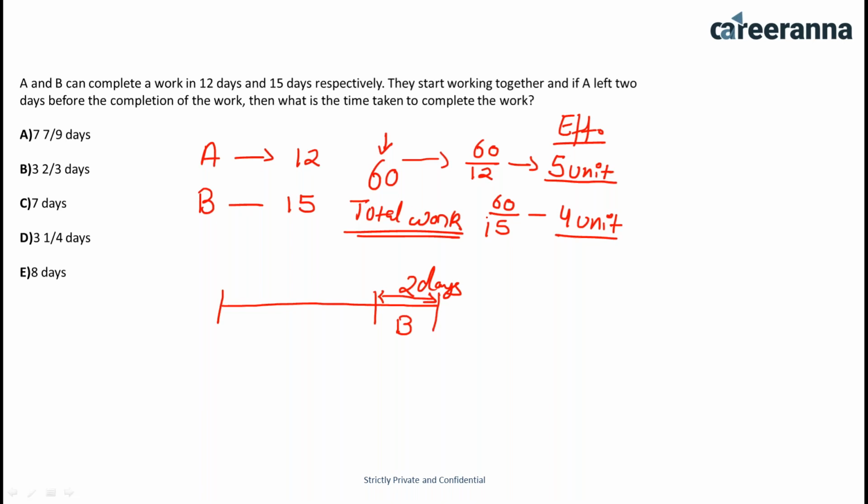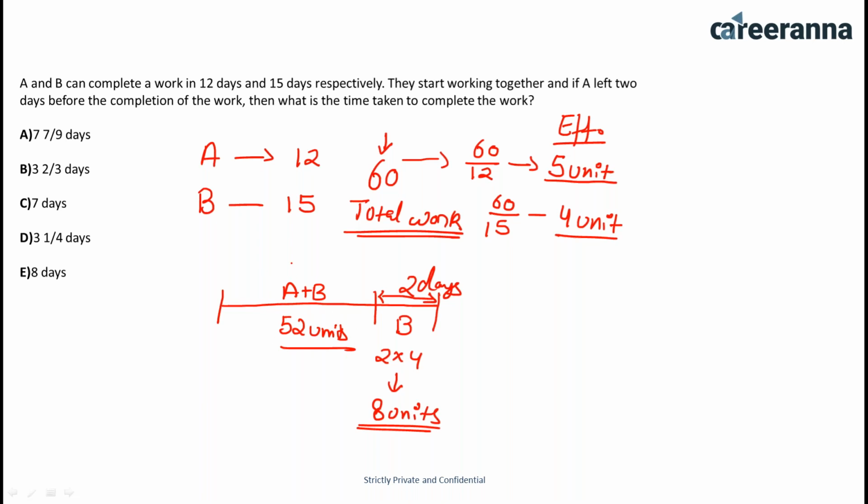The efficiency of B is 4 units, that means in 1 day B can cover 4 units of work. In 2 days B is going to cover 2 into 4, that is 8 units. That means 8 units of work are covered by B in the last 2 days. Total work is 60 units, so the remaining work is 60 minus 8, that is 52 units. That means when A and B both were working, they had to complete 52 units of work.